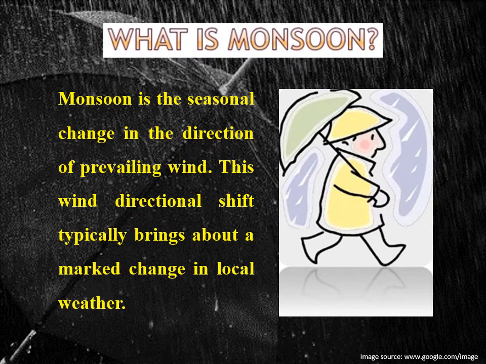Look at the real meaning of monsoon. At some times of the year, particularly during a particular season, in the Arabian Sea, the wind is blowing from the southwest to northeast, whereas during winter the wind is blowing in exactly the opposite direction, that is, from northeast to southwest.